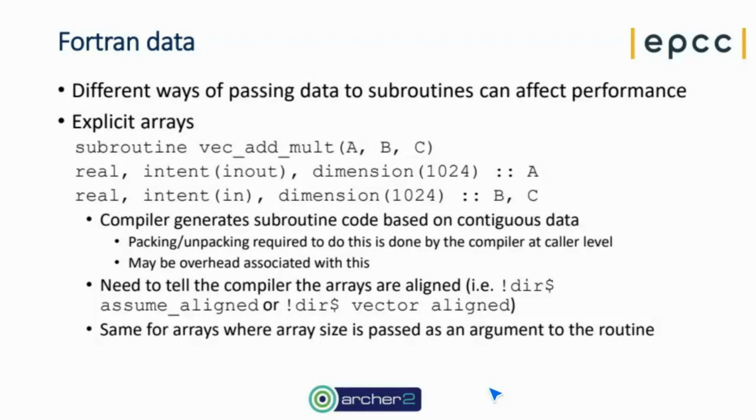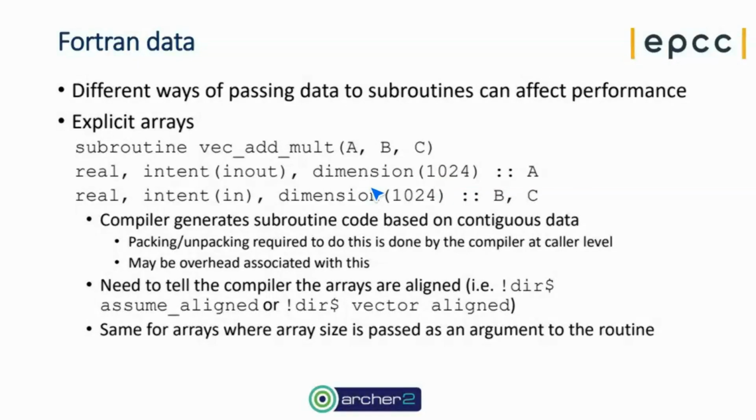Okay, in Fortran, I have to think a bit carefully about how we pass data into subroutines, because that affects what the compiler does and doesn't know about the alignment. If we have explicit arrays, where the dimension is explicitly declared inside the subroutine, that's fine. But the compiler will generate code assuming that it is contiguous data, and any packing or unpacking required to do that is done by the compiler. There's obviously going to be some overhead associated with that if you try and pass in non-contiguous array subsections, for example.